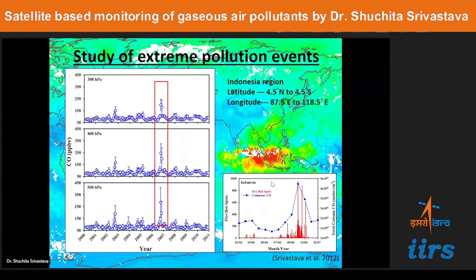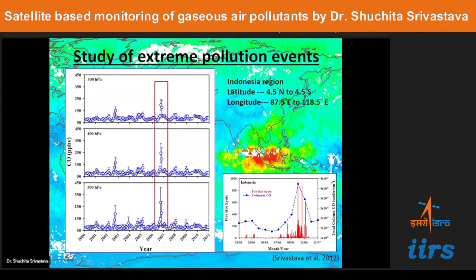Now, using satellite data, we can study extreme pollution episodes. Here in the background, you can see the spatial distribution of carbon monoxide over the Indonesian region, and there is a very high pollution plume in the background picture. It is taken from MOPITT data, measurement of pollution in the troposphere, and here you can see the variation in the concentration of carbon monoxide over this region, bounded by this latitude and longitude.